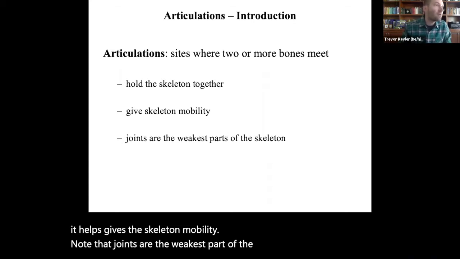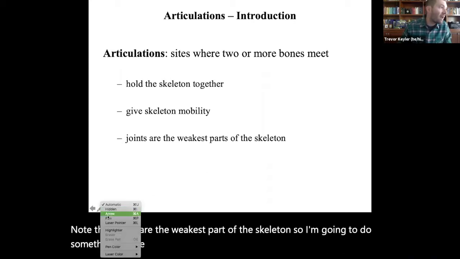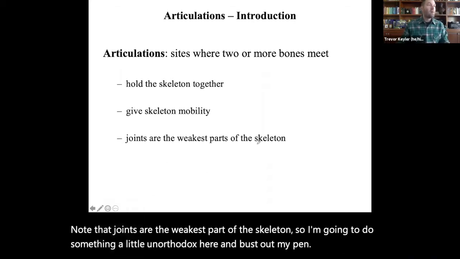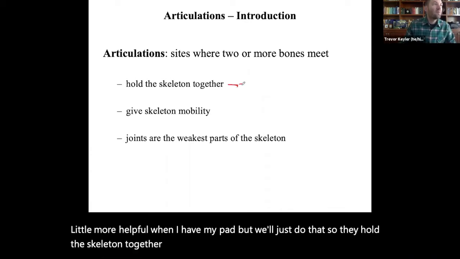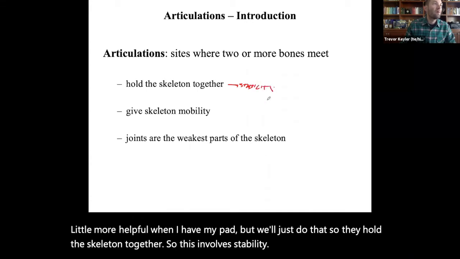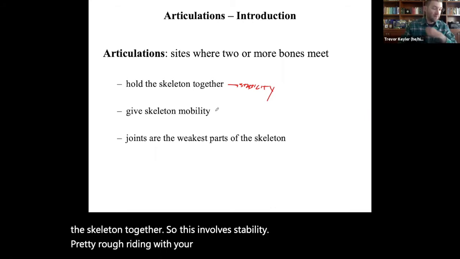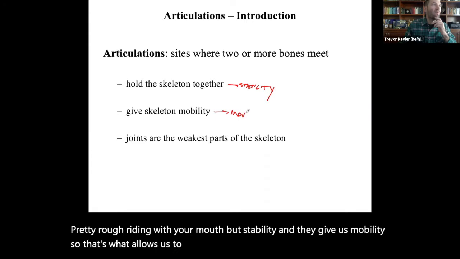So I'm going to do something a little unorthodox here and bust out my pen. A little more helpful when I have my pad, but we'll just do this. So they hold the skeleton together. So this involves stability. You're rough writing with your mouth, but stability. And they give us mobility. So that's what allows us to move, makes the skeleton movable.